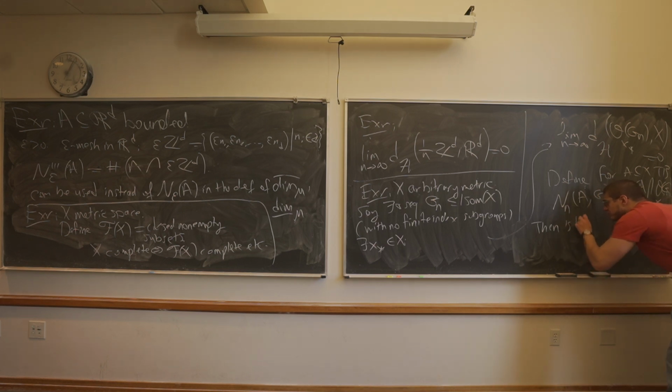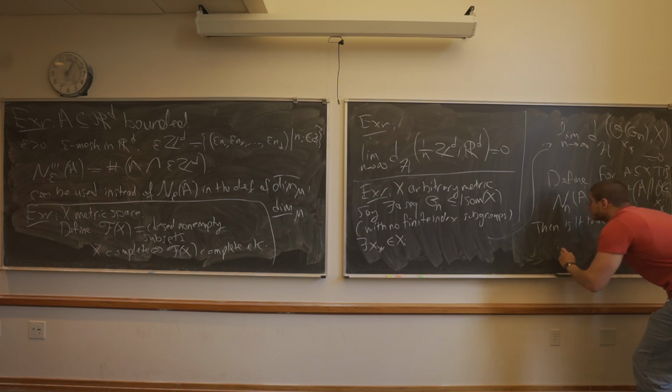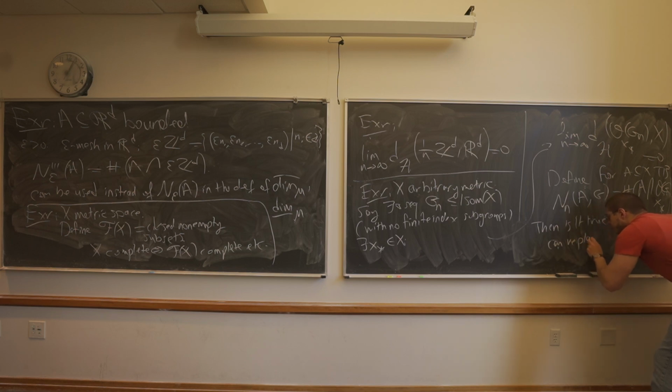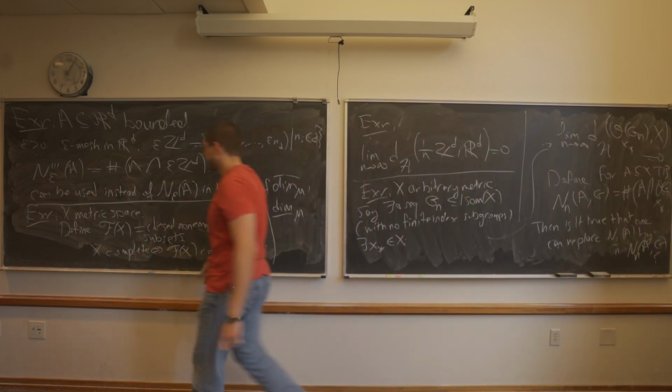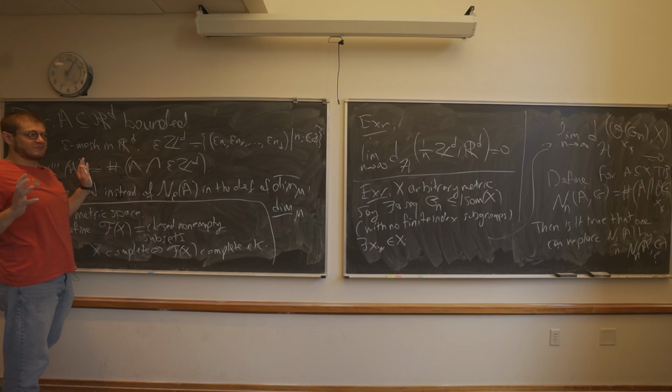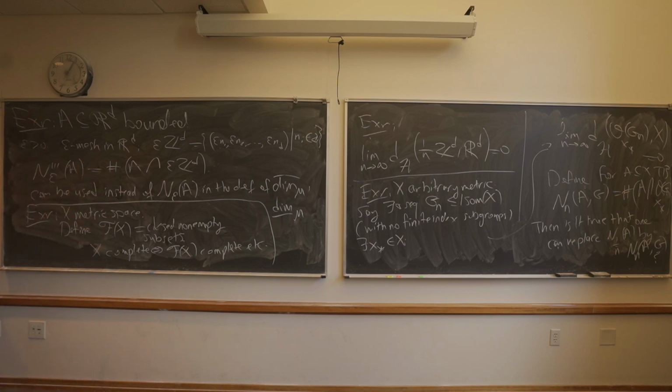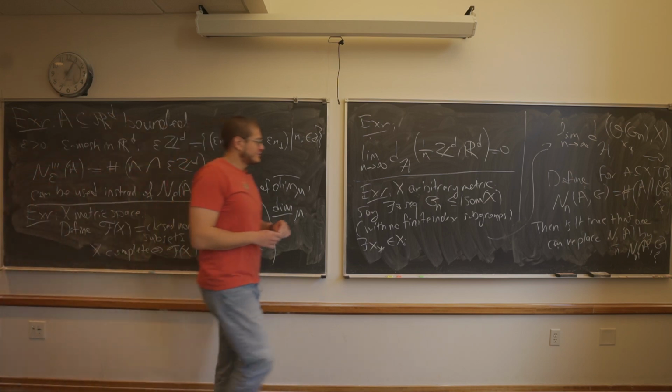Then is it true that one can replace N of 1 over epsilon, A, in the definition, 1 over n in the definition of Minkowski dimension, by this? Certainly you can in this case. In the Euclidean case, it works, but in general, I don't know. It's a nice exercise.